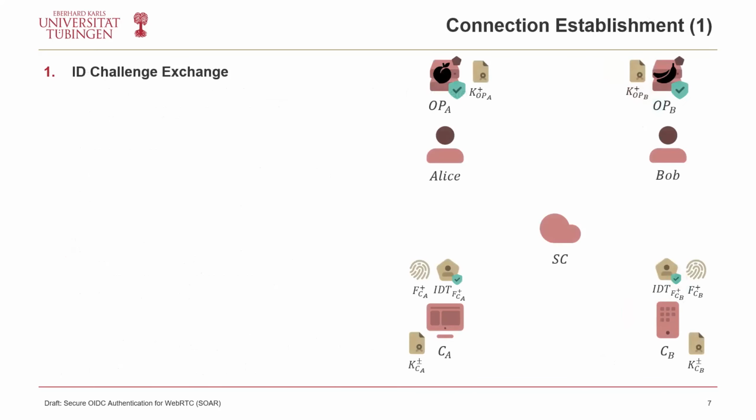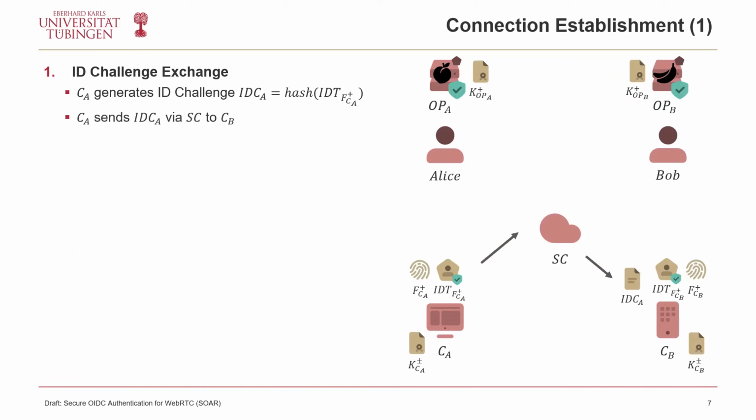So the next step is the connection establishment. Therefore, we first need to generate an ID challenge. The ID challenge is just the hash of this certificate-bound ID token. Then we will transfer it via the signaling channel, which does not necessarily need to be trusted. The only thing we need to consider about the signaling channel is that it is able to reach the other client.